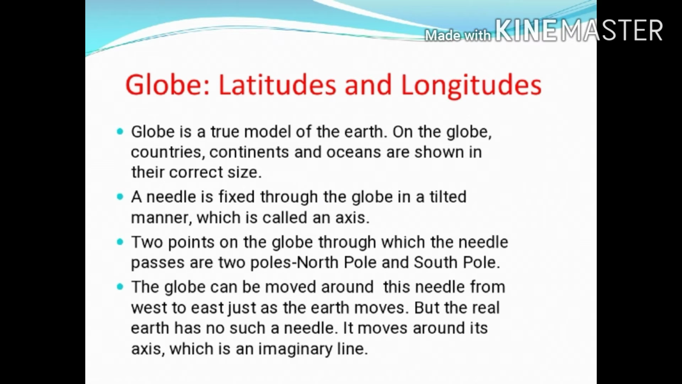A needle is fixed through the globe in a tilted manner, which is called an axis. 2 points on the globe through which the needle passes are 2 poles. Those are North Pole and South Pole. The globe can be moved around this needle from west to east just as the earth moves. But the real earth has no such needle. It moves around its axis, which is an imaginary line.